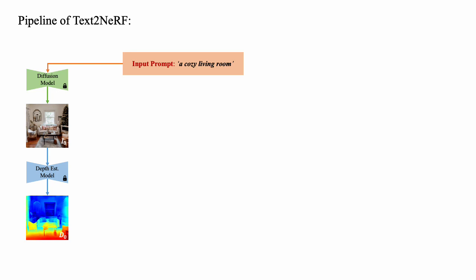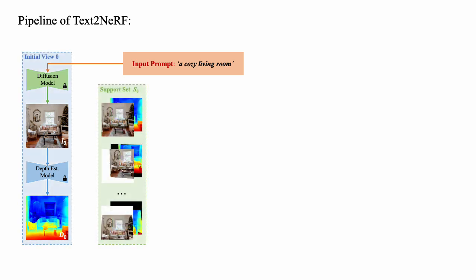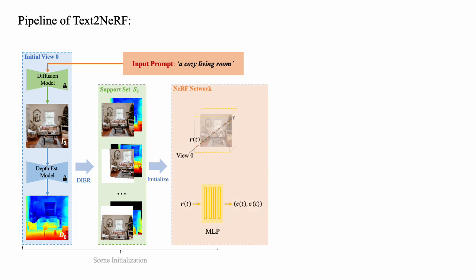We then warp the initial view into a support set, via the depth image-based rendering. The support set containing various views is used as initial training data to initialize the 3D radiance field, NeRF. Afterward, we design a progressive scene inpainting and updating strategy to complete missing regions consistently and update the radiance field to produce visually pleasing and view consistent results.